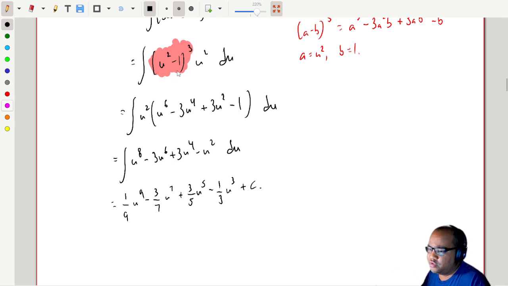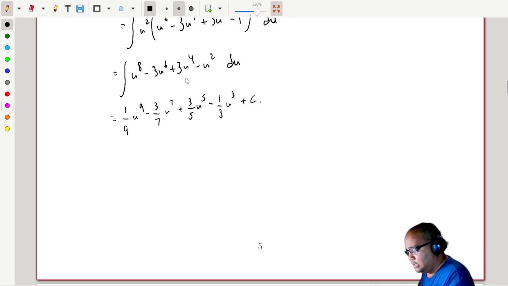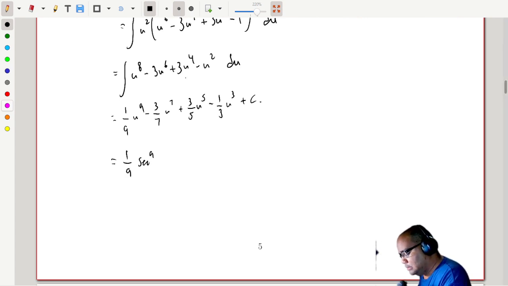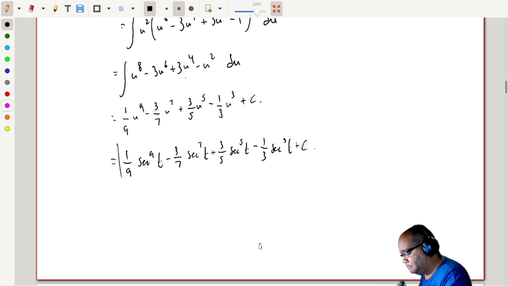And now you just replace the u's with what? With secant. So in the end, we have this. The only hard part was expanding that cube of a binomial. And that result can be found in any college algebra textbook, but you can also rederive it just by multiplying it out. Do it in two parts at a time. Secant cubed t plus a constant.